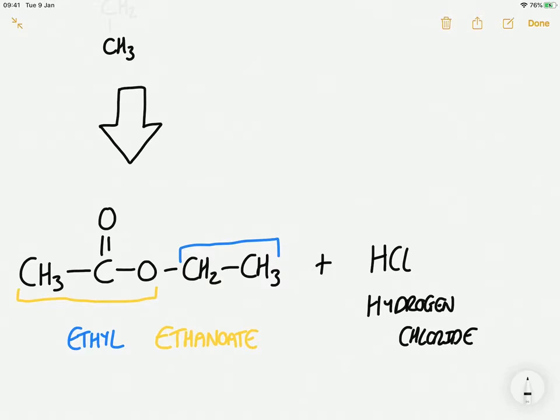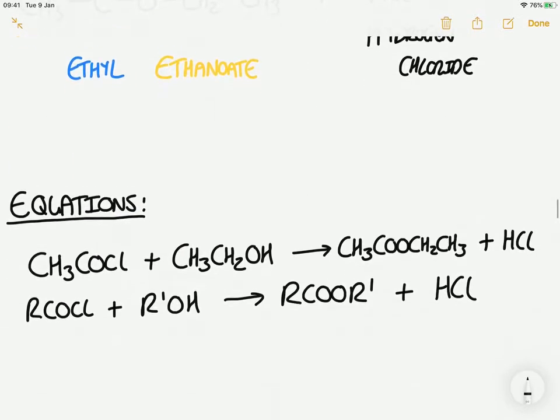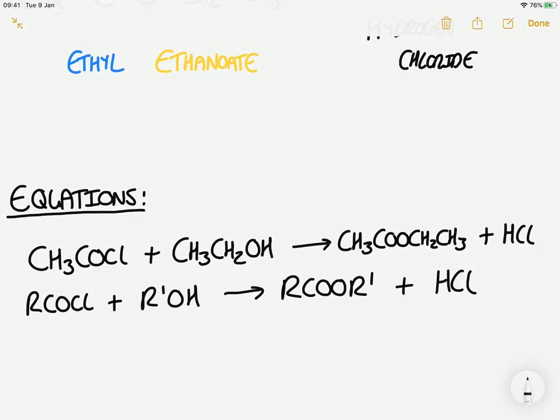So again, just to reinforce what I said earlier, you could learn that an acid chloride plus an alcohol gives you an ester, and that's fine, but you can work it out if you know the mechanism. So if you don't remember, you can still figure it out. Next example. Oh no, sorry, equations I should say. So there they are. Same idea. We've got the one for ethanoyl chloride and ethanol, and then we've got the one for any acid chloride and any alcohol.